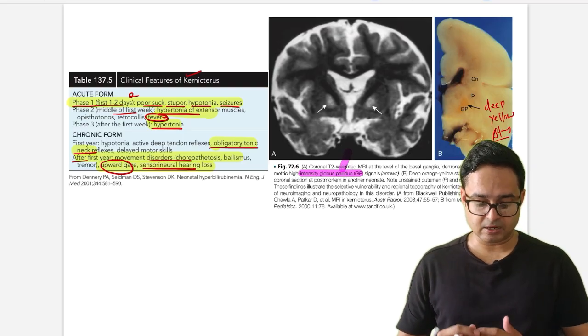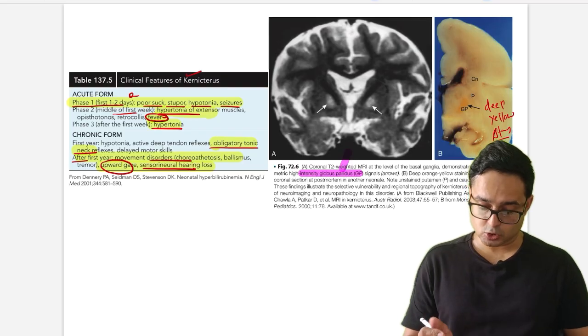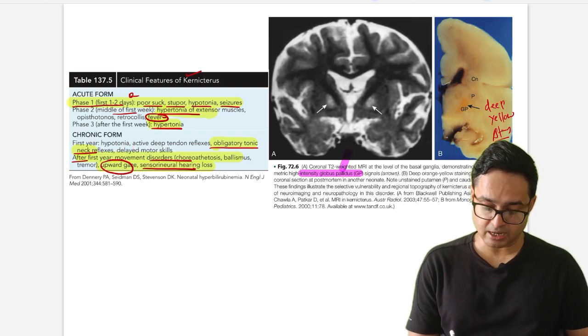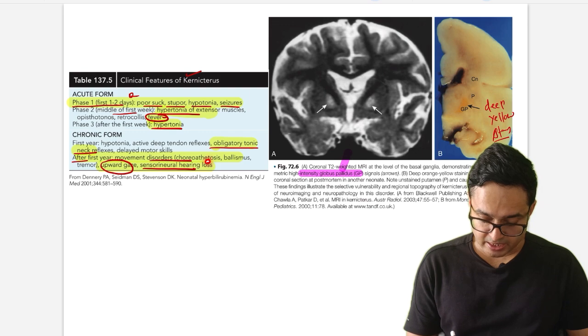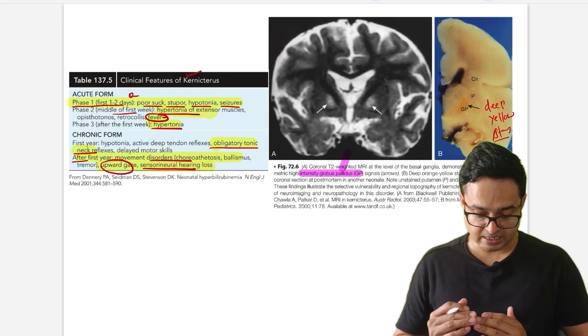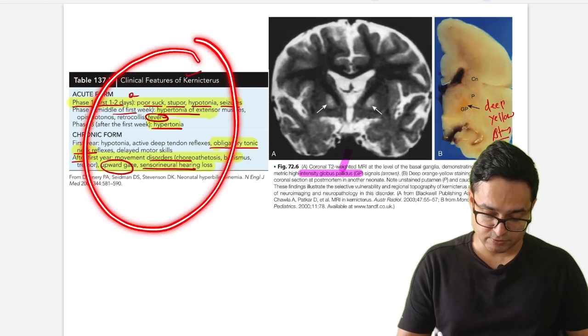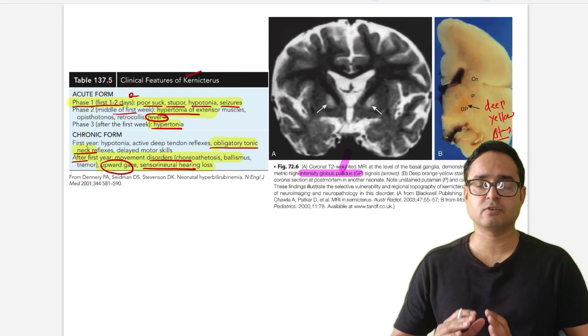They can ask in first year what manifestations are seen in kernicterus. So again to revise: hypotonia, active deep tendon reflex, obligatory tonic neck reflex and delayed motor skill. After first year, movement disorders like choreoathetosis, ballismus, tremors, upward gaze, and SN hearing loss. So this is the triad: SN hearing loss, upward gaze, and movement disorders. So you have to remember all clinical features of kernicterus.